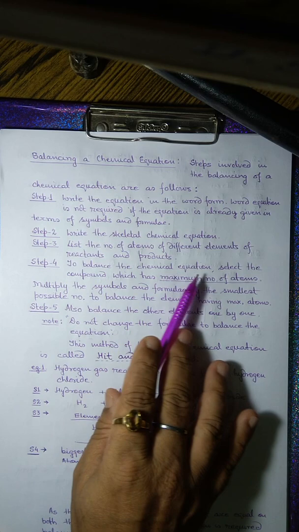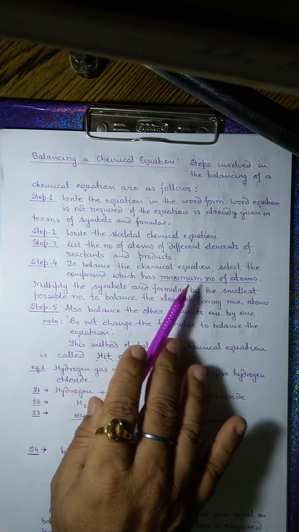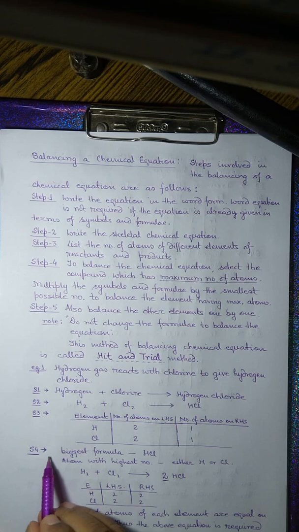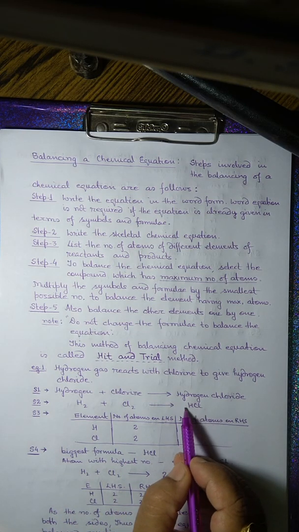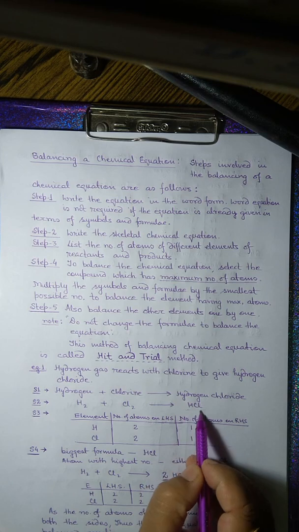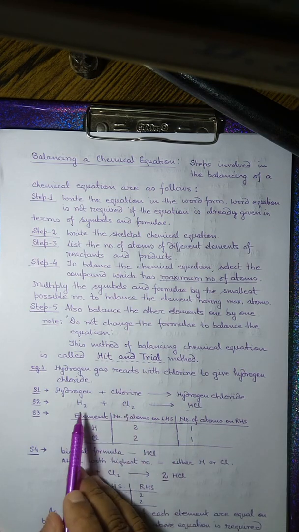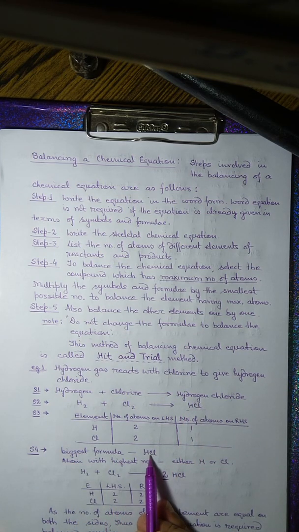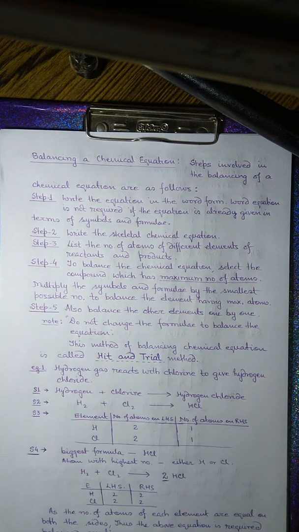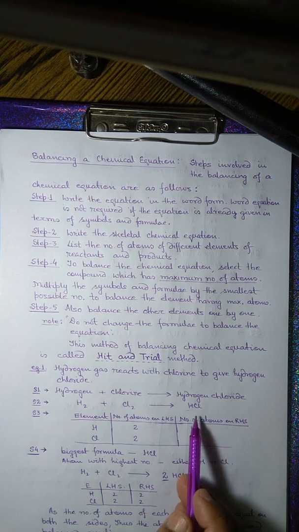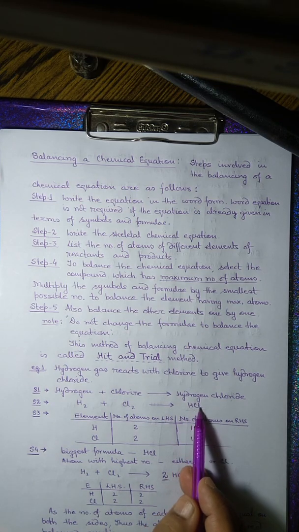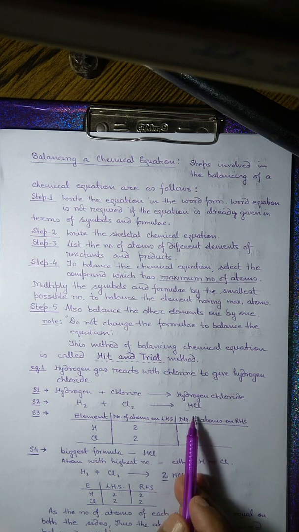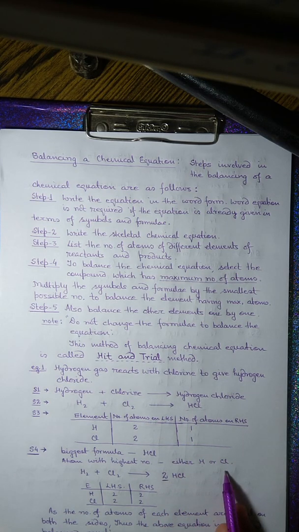Now step 4: to balance the chemical equation, select the compound which has the maximum number of atoms. Biggest formula, maximum number of atoms. Here only hydrogen, this one is chlorine, here hydrogen and chlorine both, therefore the biggest formula is HCl. In step 4 we have to choose the atom with the highest number. In this case both have the same number, 1 atom of hydrogen and 1 atom of chlorine, so we can take either hydrogen or chlorine.